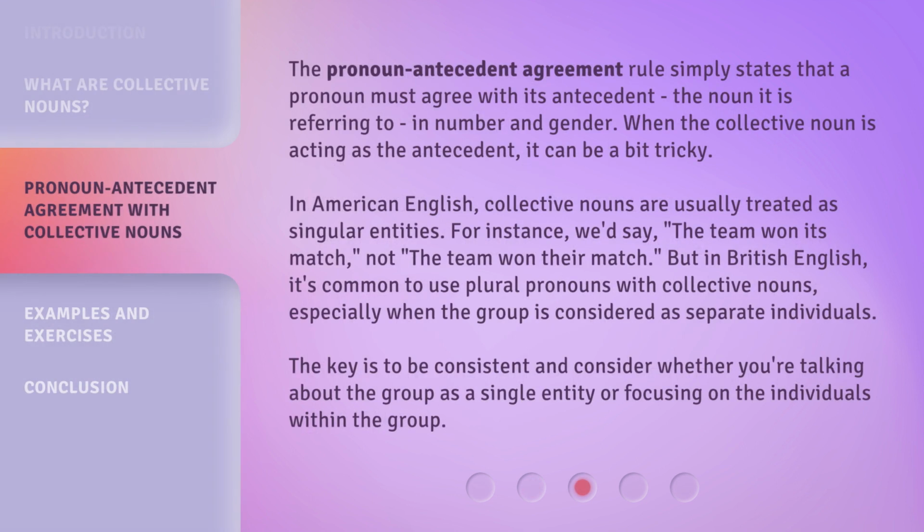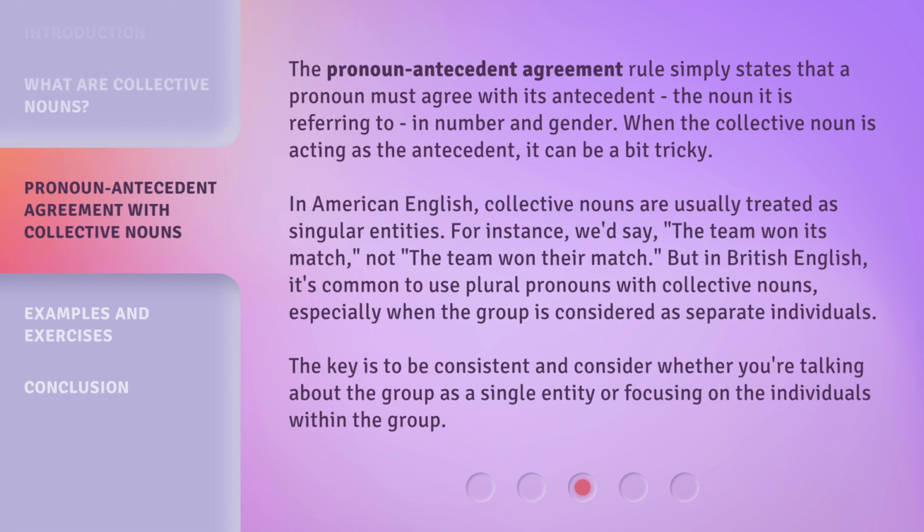The pronoun-antecedent agreement rule simply states that a pronoun must agree with its antecedent, the noun it is referring to, in number and gender. When the collective noun is acting as the antecedent, it can be a bit tricky. In American English, collective nouns are usually treated as singular entities. For instance, we'd say, "The team won its match," not, "The team won their match."